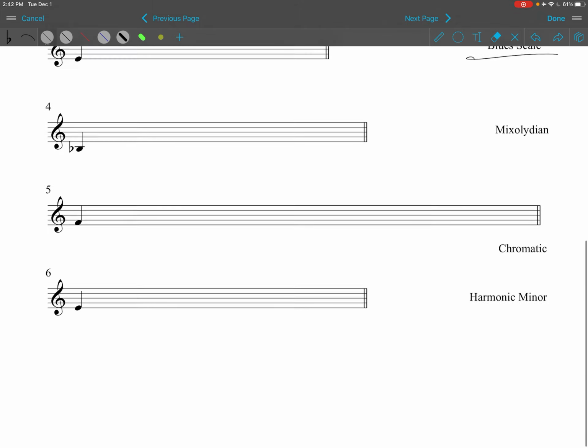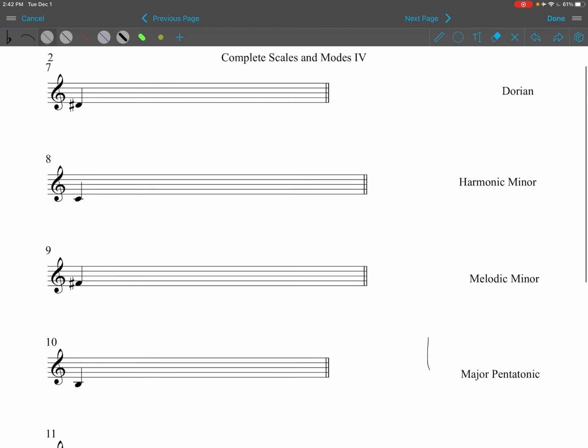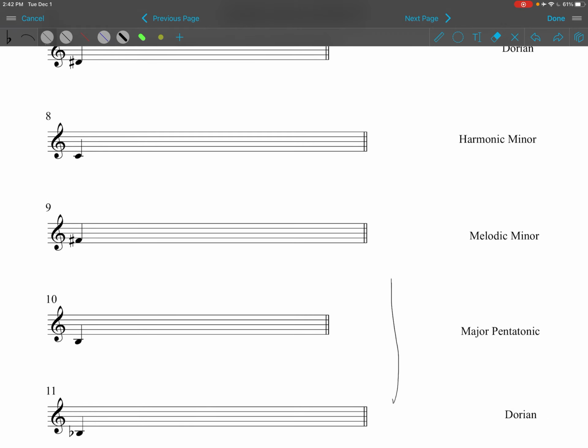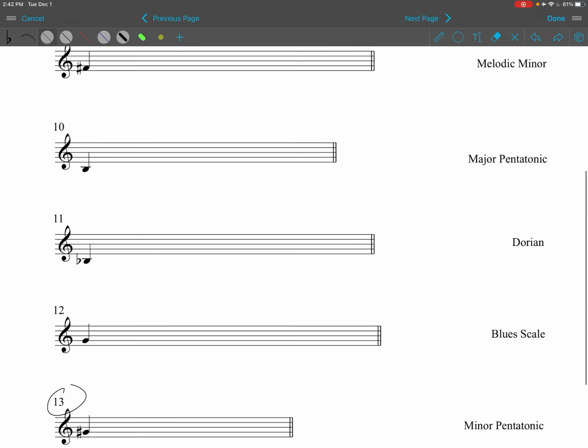All right. Let's do another one. Let's do this. Oh my God. Just swipe down the page, please.